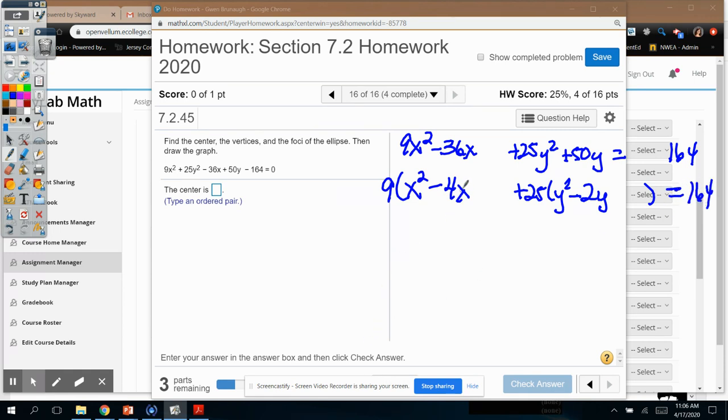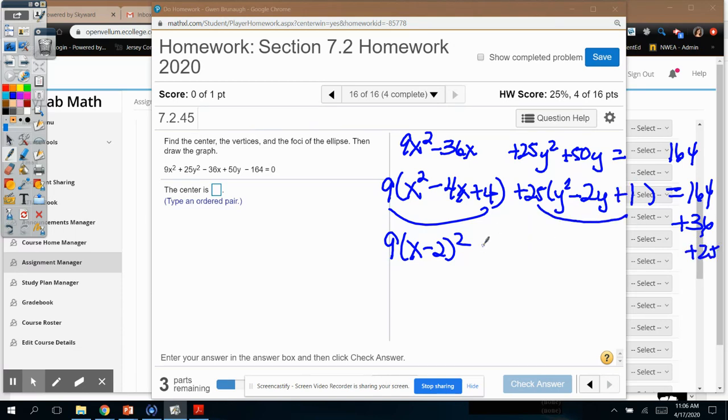Half of 4 is 2. 2 squared is 4, but when I put a 4 there, I'm really putting a plus 36. And now I have a 9 and an x minus 2 squared. Okay, half of 2 is 1. 1 squared is 1, but when I put a 1 there, I'm really putting a 25 there. That's a y minus 1 squared when you cut it in half. Add those numbers up: 164 plus 36 plus 25. That's 225, which is good.